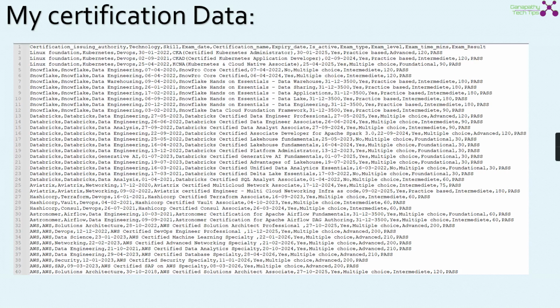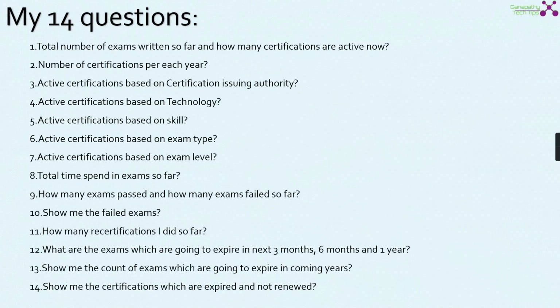Now, with this context, what I am trying to do is use this certification data to get insights. I have had these questions in my mind for a longer duration of time, starting from how many total exams I wrote so far, how many certifications are active now, and how many certifications I did per each year. I'm just interested to see a graph on top of that. Say, active certifications based on certification issuing authority, technology, skill, exam type, exam level, all these things.